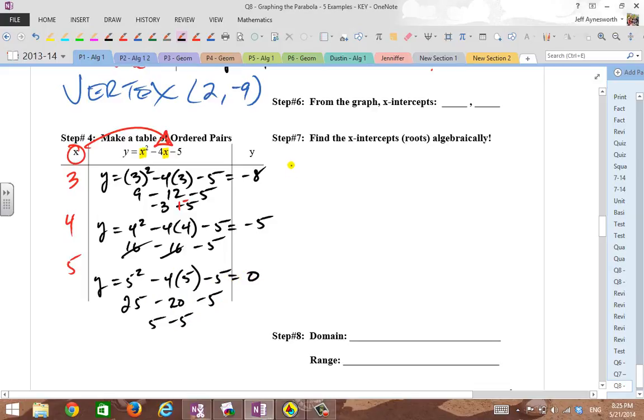We're going to graph these. We're going to plot, and we're going to reflect. Everybody say plot and reflect.